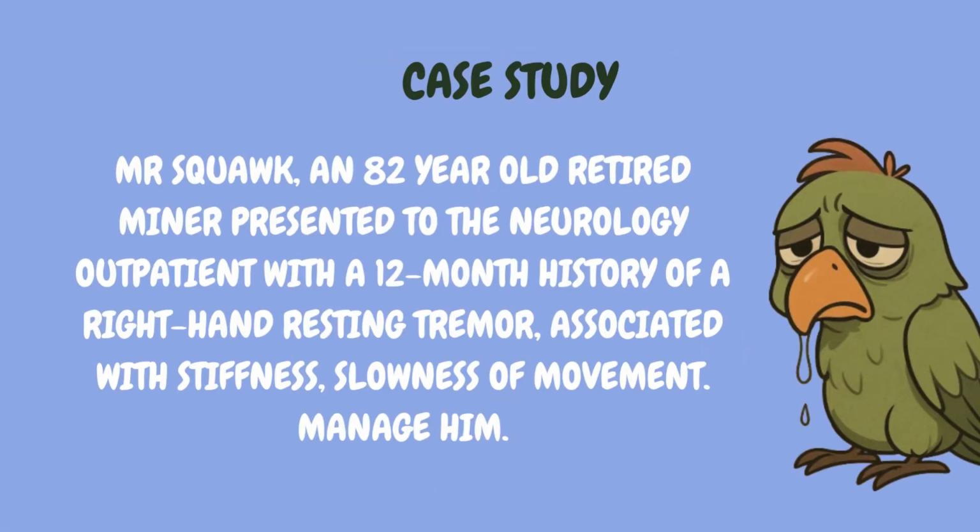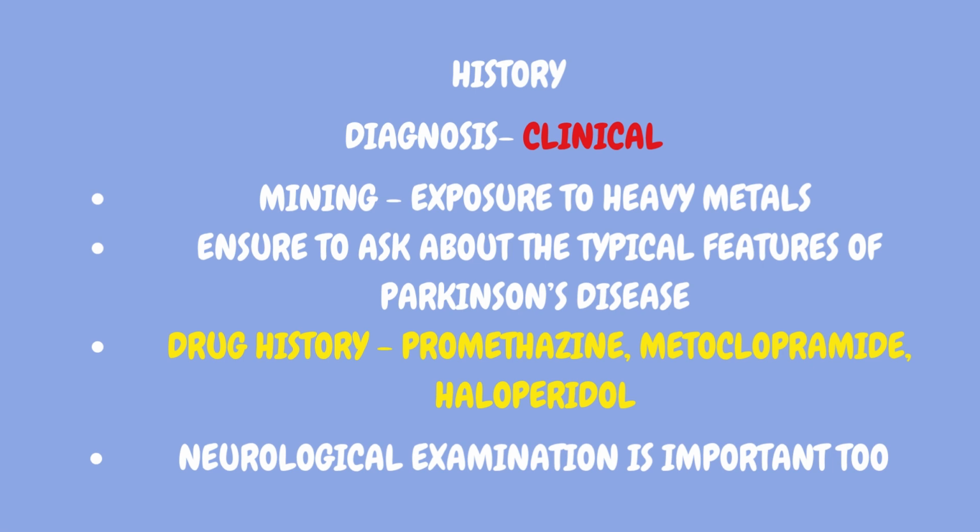Mr. Squawk, an 82-year-old retired miner, presented to the neurology outpatient with a 12-month history of a right-hand resting tremor, associated with stiffness and slowness of movement. Manage him. Diagnosis of Parkinson's disease is mostly clinical. Ensure to take a good history. Ask about drooling, sleeping disorders, expressionless face and other typical features of Parkinson's. Also take a drug history of dopamine blockers and antipsychotics to rule out drug-induced Parkinsonism. Perform a neurological examination and check his gait to support your diagnosis.